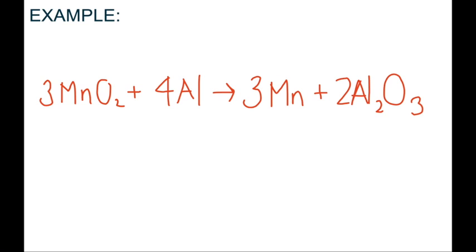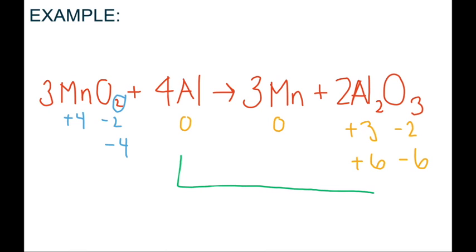In this equation, the manganese atom has an oxidation state of +4. Meanwhile, each of the oxygens has a -2, creating an overall -4 charge for the atom. Because aluminum stands alone, it has an oxidation state of 0. So does the manganese atom on the product side. It has an oxidation state of 0. The aluminum on the product side has an oxidation state of +3, creating an overall +6 charge, while the oxygen has an oxidation state of -2, creating an overall -6 charge.